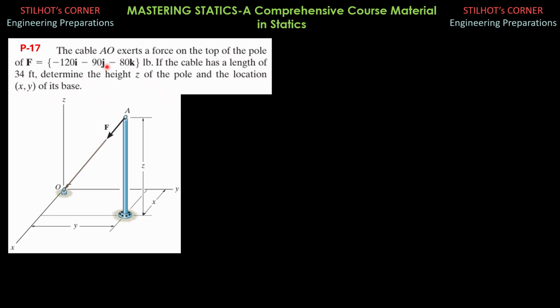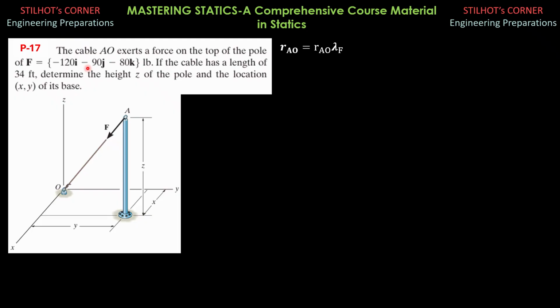Problem 17. The cable AO exerts a force on top of the pole of F equals the quantity negative 120i minus 90j minus 80k pounds. If the cable has a length of 34 feet, this AO here, determine the height z of the pole and the location x, y of its base. So our AO in vector form in terms of coordinates is its magnitude, 34 feet, times the unit vector of F.